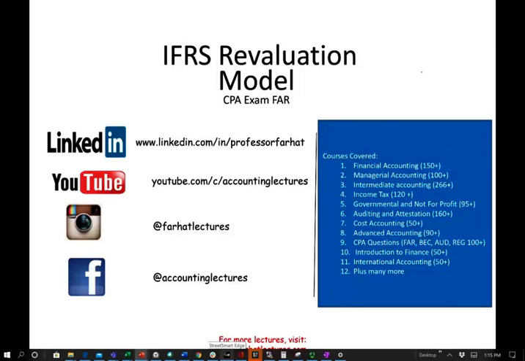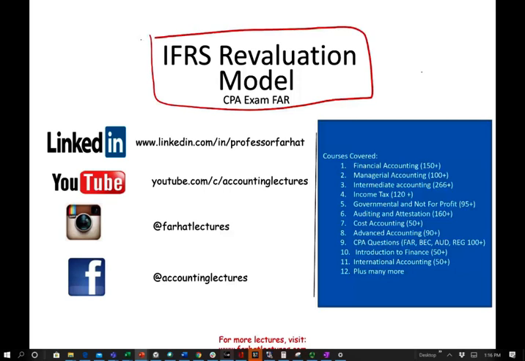This is Professor Farhat. In this session, I'm going to look at an IFRS revaluation model in the form of a CPA question to illustrate this concept.